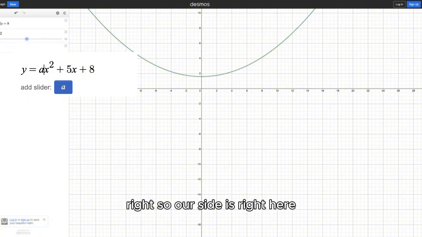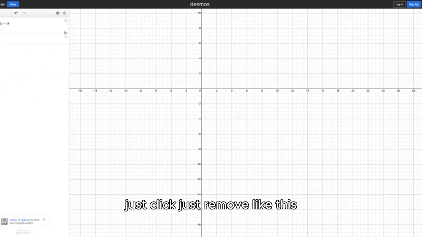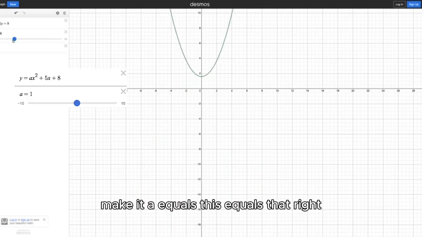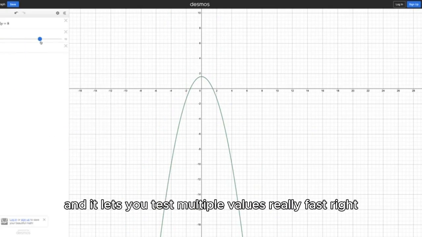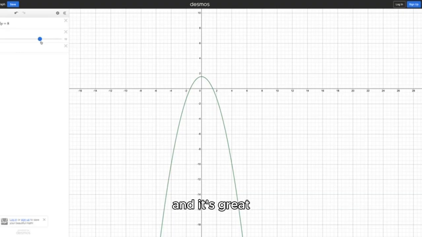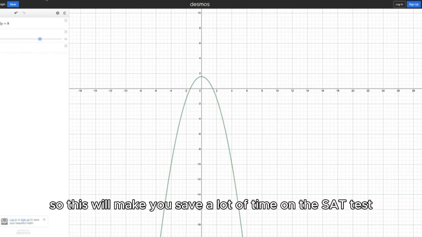So our slider is right here. And if you want to remove it, just remove it like this. If you want to add it, just go right here. And you can go back and forth on this, make a equals this, a equals that, right? And let's try multiple values really fast, right? It's like you're just sliding away to get the output you want. And it's great. So this will make you save a lot of time on the SAT test.